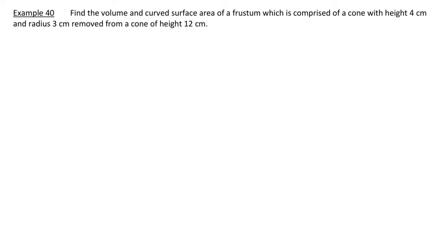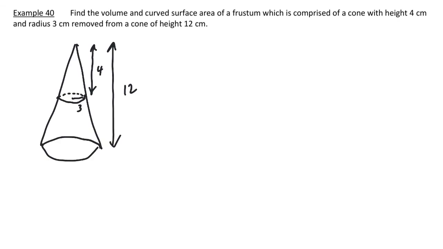Example 40, find the volume and curved surface area of a frustum, which is comprised of a cone with a height of 4 and radius 3 removed from a cone of height 12. So what we've got is this cone, and the full height is 12 and the smaller height is 4 and the smaller radius is 3, and we've got an unknown radius for the large cone.